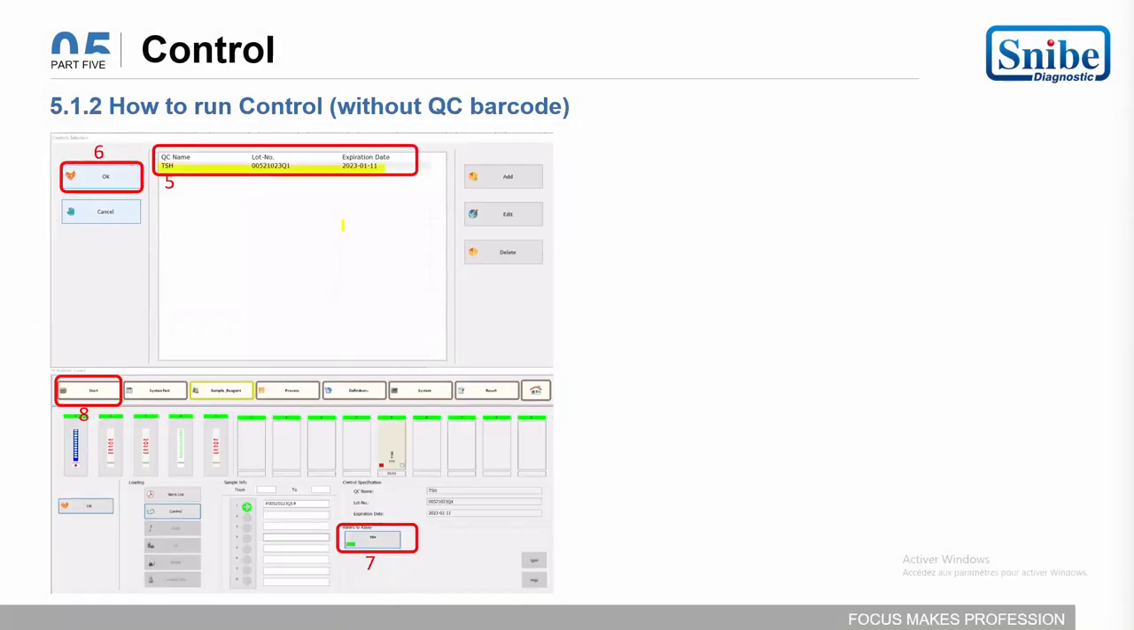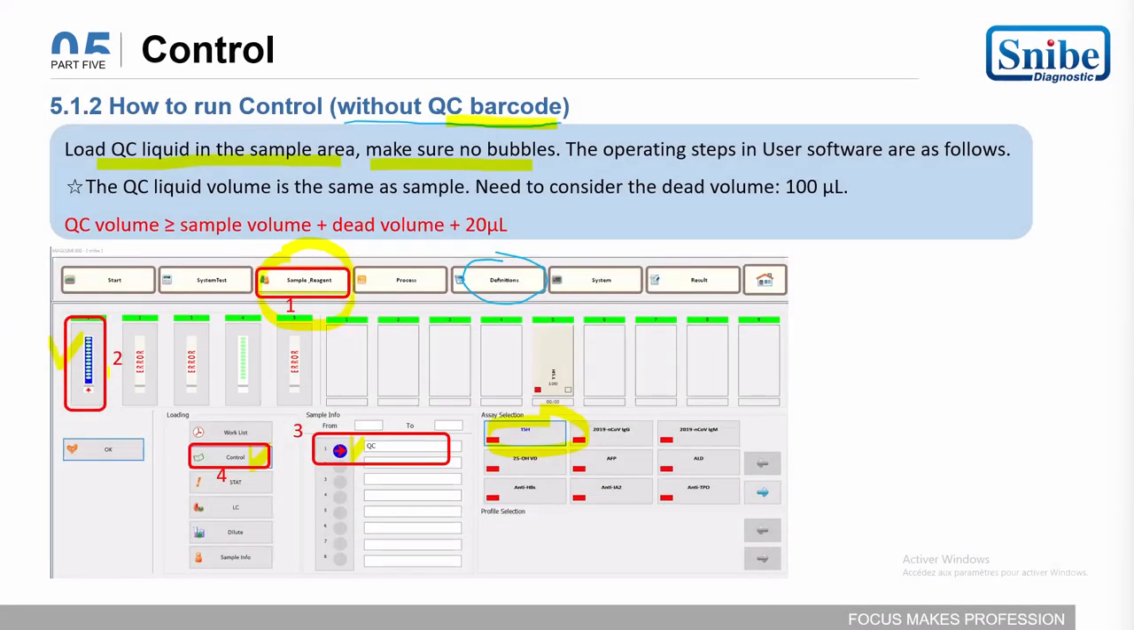So select which one and then click OK. And then select again TSH, your parameter, for example. Then click Start to run the calibrator to quality control. What you need to pay attention to is the volume needed for the QC.